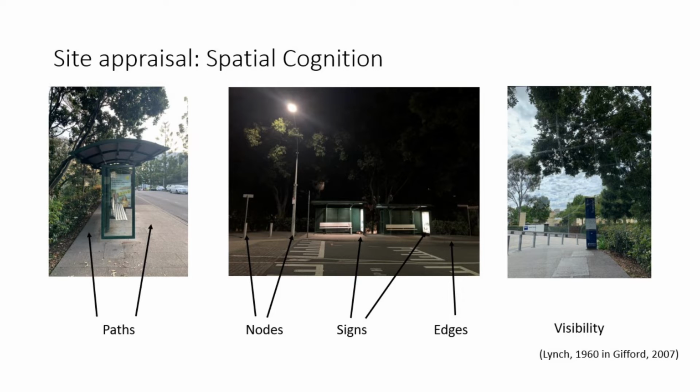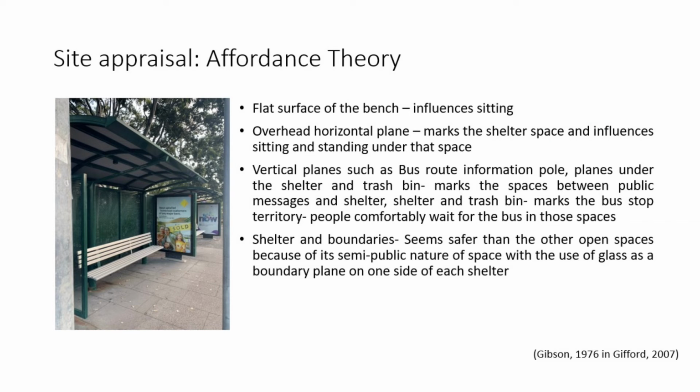There are also vertical elements such as nodes and poles. LEDs serve as signs, and the position of the stop provides clear visibility to the paths and surroundings. The site also has an adequate affordance of its function.